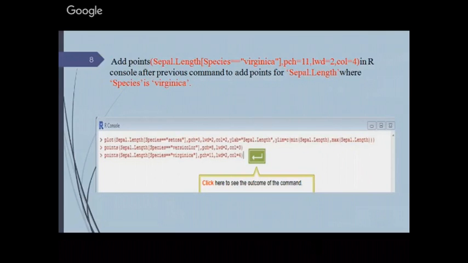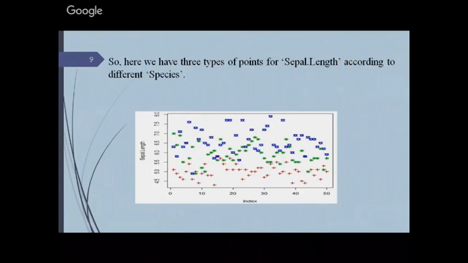So I have added some new points for the species versicolor. I have added some more points with the species virginica. So on the whole, what will I get after running all this? You can see that there are certain points which are red in color, with a different symbol. There are certain points which are green in color with different symbols. And thirdly, we have this star symbol. So all are representing different varieties of flower.